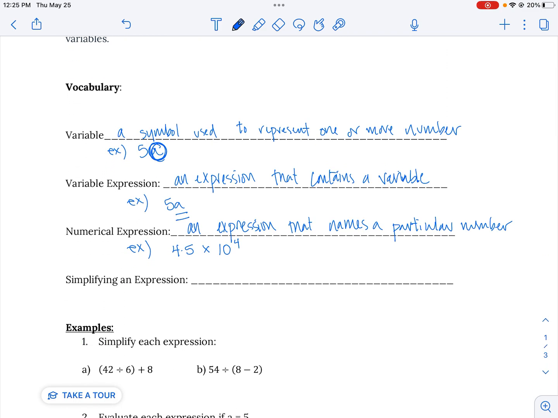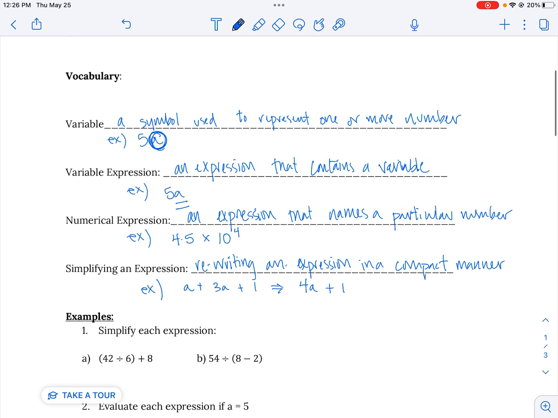All right, when we are simplifying an expression, what we're doing is rewriting that same expression in a compact manner. For example, we would be taking something like a plus 3a plus 1 and rewriting that, by combining like terms, as 4a plus 1.